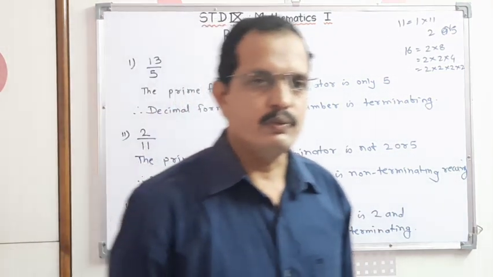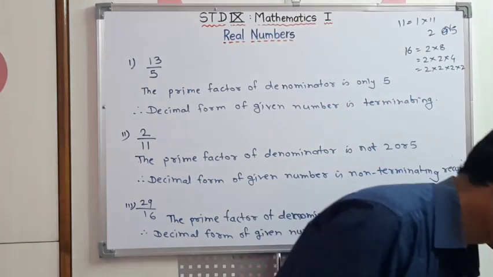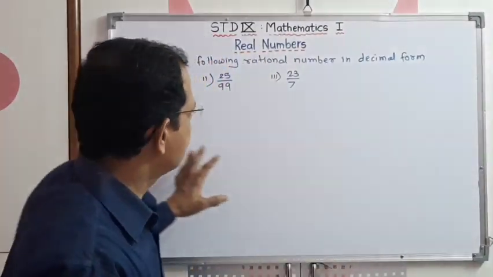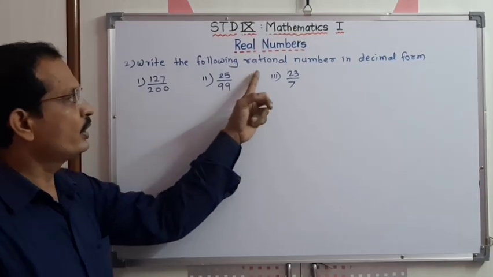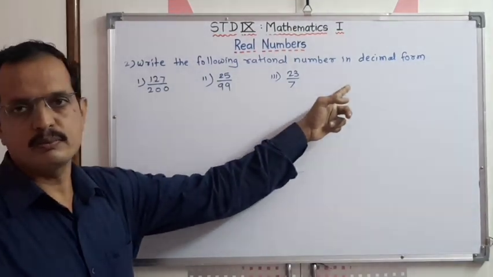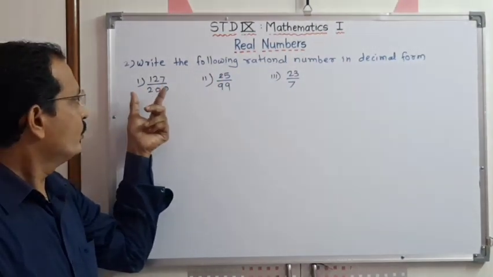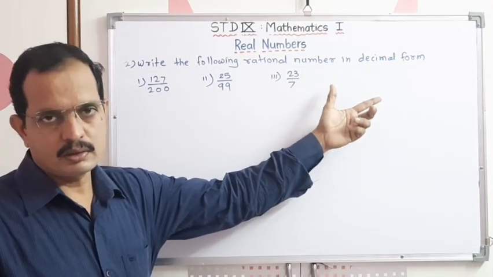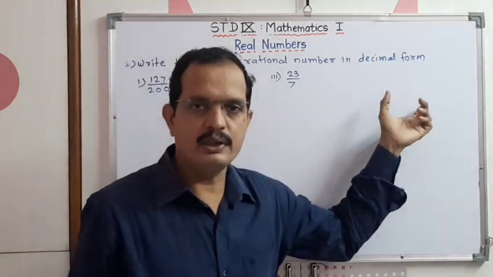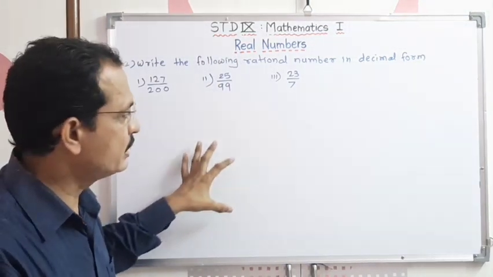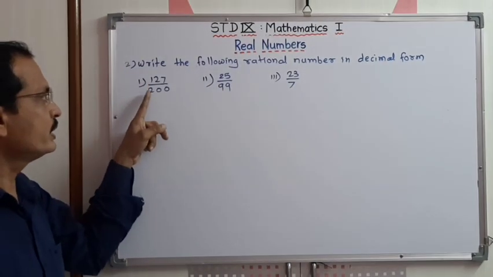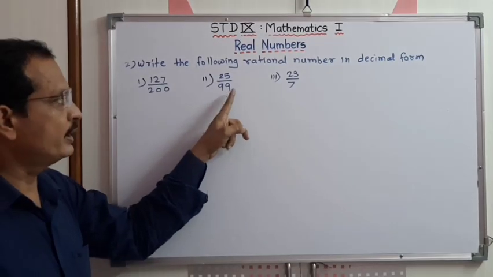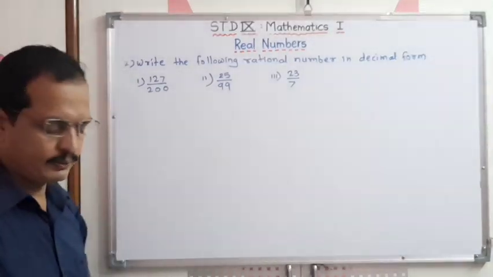Now let's start with the second sum. See the second sum. Write the following rational number in decimal form. There are 5 sub questions, but third, fourth and fifth are omitted. Therefore, we have to learn only these 3. It is 127 divided by 200, 25 upon 99 and 23 upon 7.